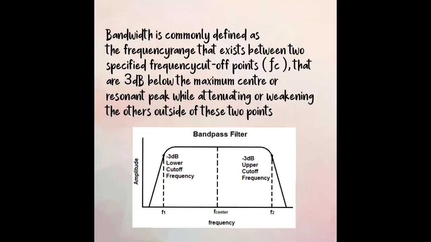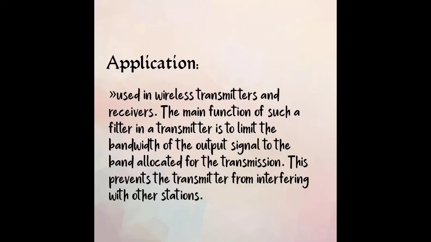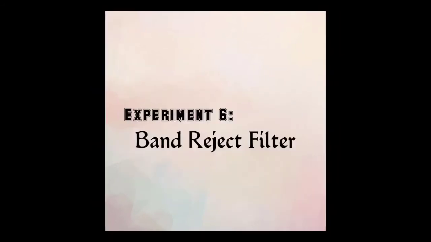Bandwidth is commonly defined as the frequency range that exists between two specified frequency cutoff points. Bandpass filters are widely used in wireless transmitters and receivers. The main function of such a filter in a transmitter is to limit the bandwidth of the output signal to the band allocated for the transmission. This prevents the transmitter from interfering with other stations.